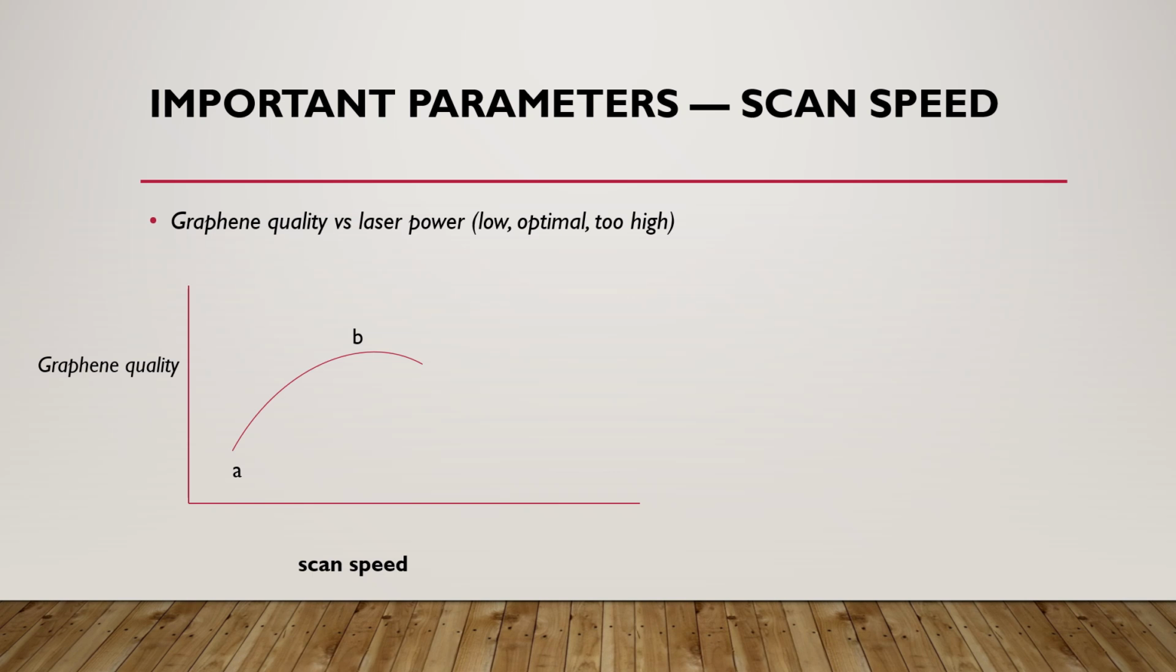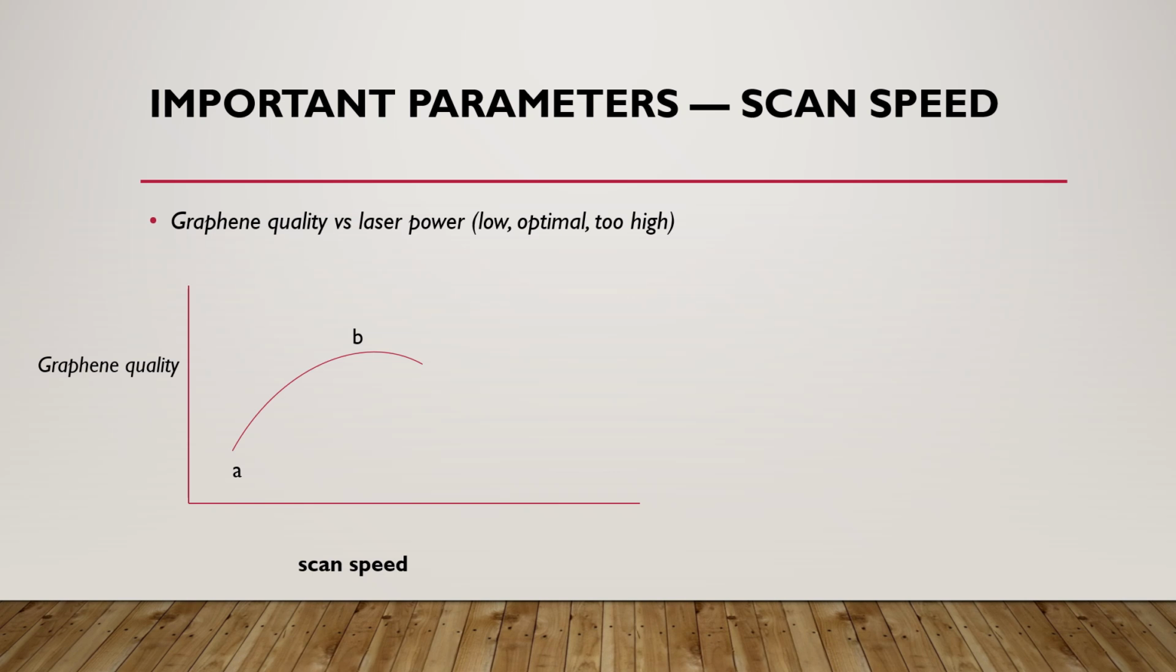The next parameter is scan speed. So what is scan speed? It's how fast the laser moves. When the scan speed is so slow, the laser dwells too long in the same region, so it overheats and burns the graphene. You can see point A. So the graphene quality is bad. But when it's the optimal speed, it gives the best quality.